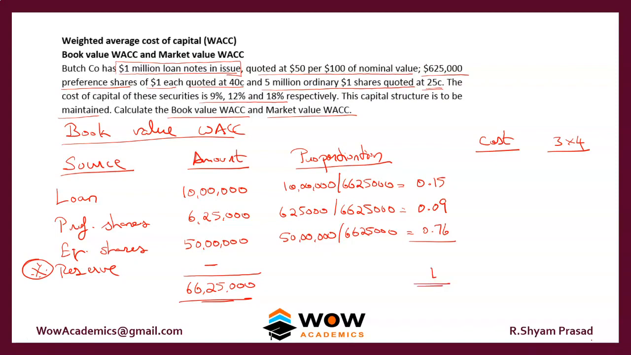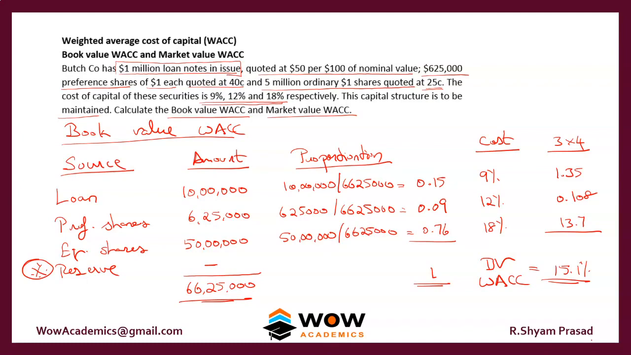We'll find out the cost. The cost is like directly given. There is a 1 million loan note in issue, and the cost of capital of these securities is 9%, 12%, and 18%. So now we'll multiply both and get the answer for the last column. So add all of them together. So if you add, you get 15.1%. Our book value WACC is 15.1%.